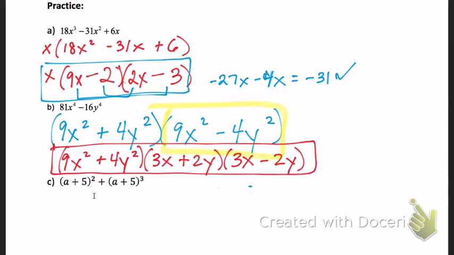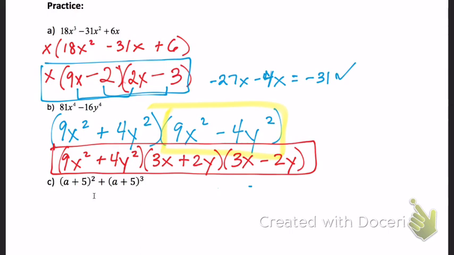I love doing difference of squares multiple times. I think it's so fun. I know, no one responded. It's fine. It's okay.